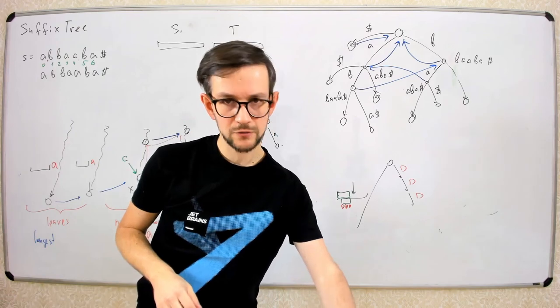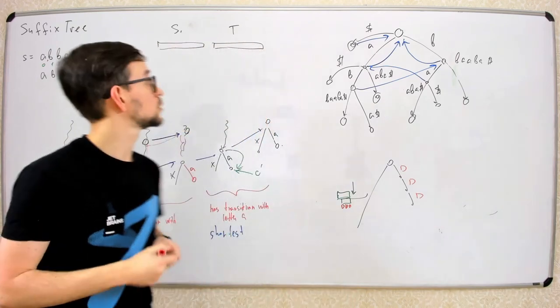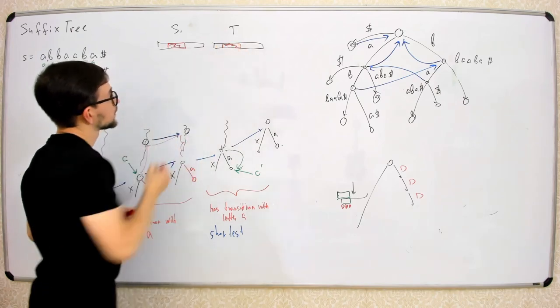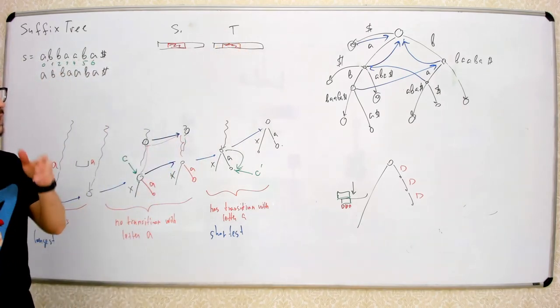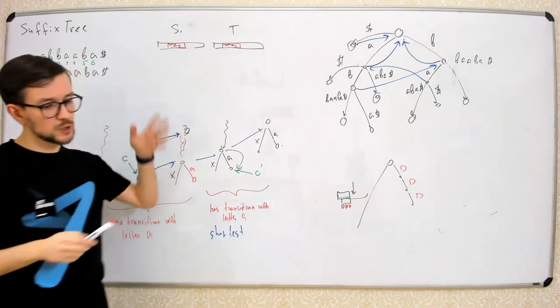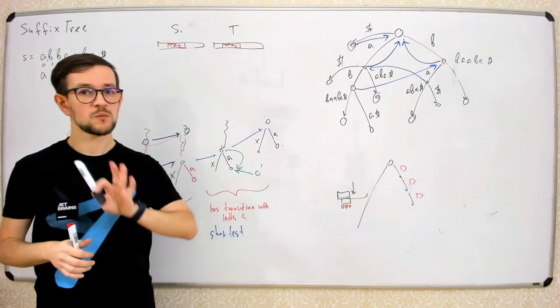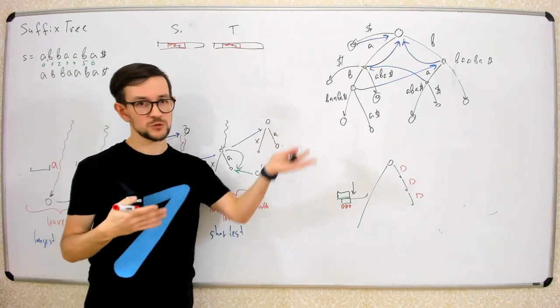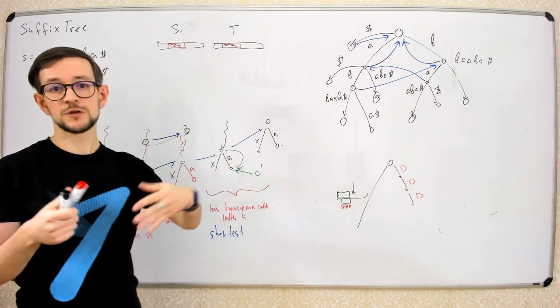And you want to find, for example, the longest common substring. So you want a substring which is both in S and T. How can you do it using suffix trees? Again, the most common technique when you have several different strings and you want to solve the problem using a suffix tree is to concatenate all the strings into one string.